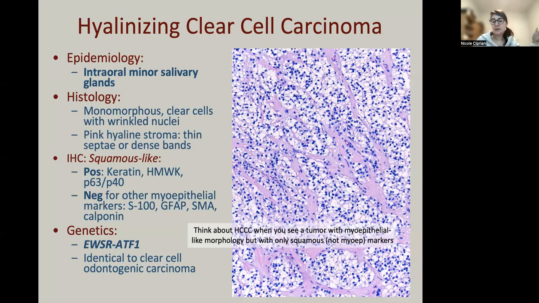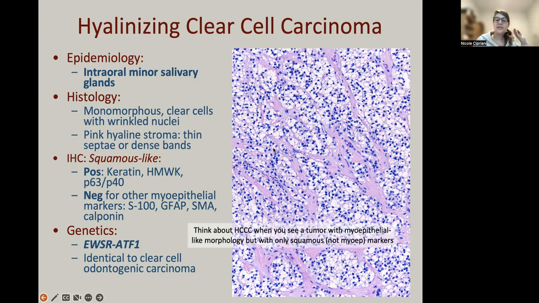Lastly, what other clear cell tumors can we see? We can see hyalinizing clear cell carcinoma. This tends to be mostly in minor rather than major salivary glands. Interestingly, these stain exactly like a squamous cell carcinoma with high molecular weight keratins and P63, P40. They are negative for other myoepithelial cell markers, like any of the contractile ones, like SMA, smooth muscle actin, or calponin, et cetera. I know we didn't talk specifically about those earlier, but just to mention briefly right here.